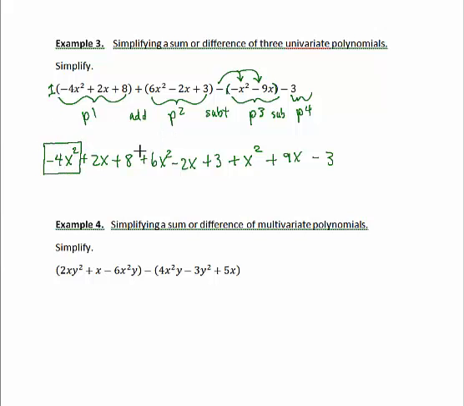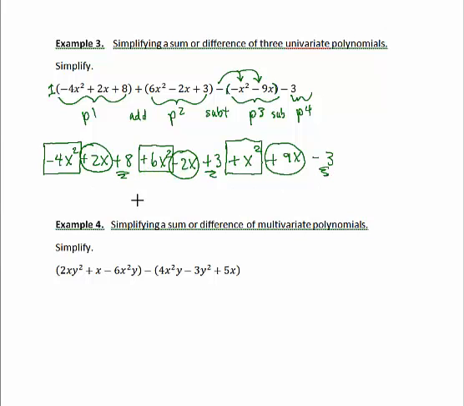and pick out the like terms. I'll put a box around the x squared terms along with the signs in front. I'll circle the x terms, and then I'll scribble underneath the constants.